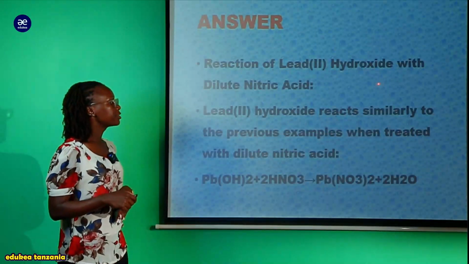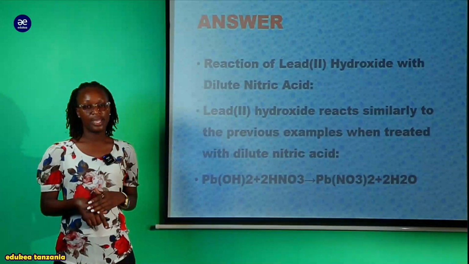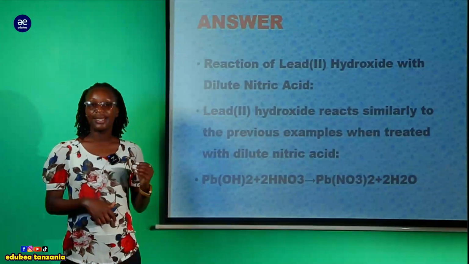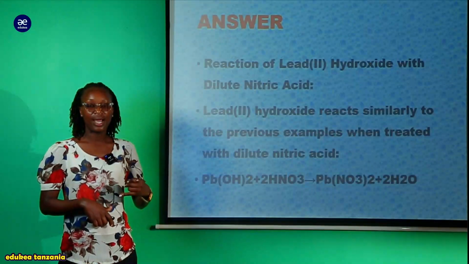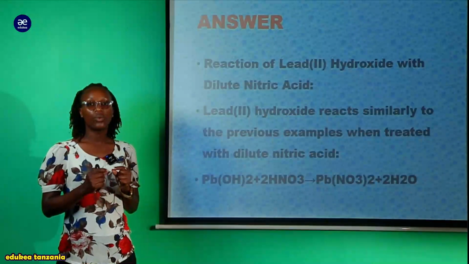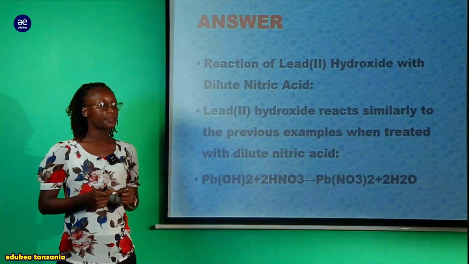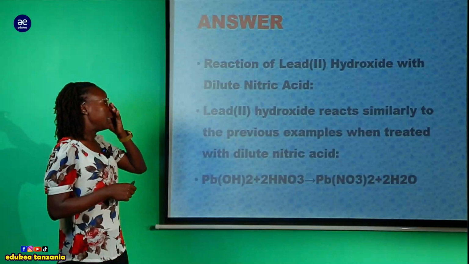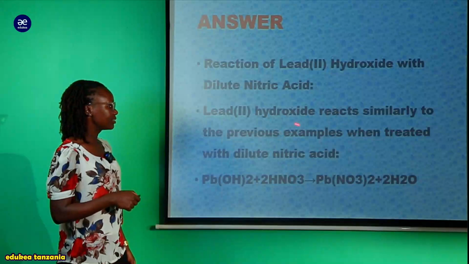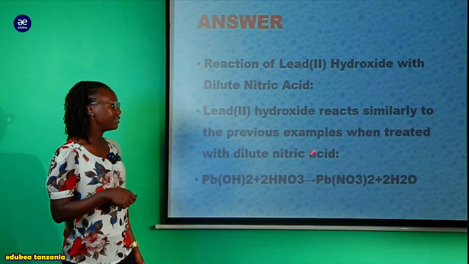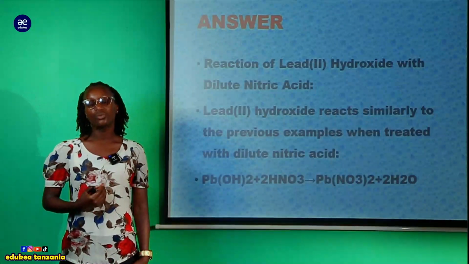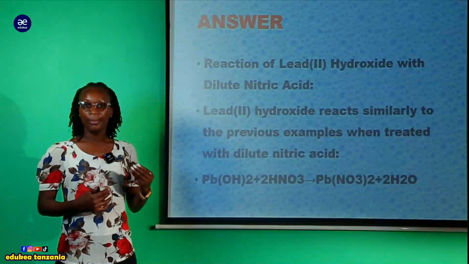but also let us see the reaction of lead hydroxide. Lead hydroxide too we are required to demonstrate on both sides, so that it can act as an acid but also as a base, so that we can illustrate the nature of amphoterism. So here you can see that lead hydroxide reacts similarly to the previous example when treated with dilute nitric acid. So it will react like the other reactions we saw with zinc and aluminium.